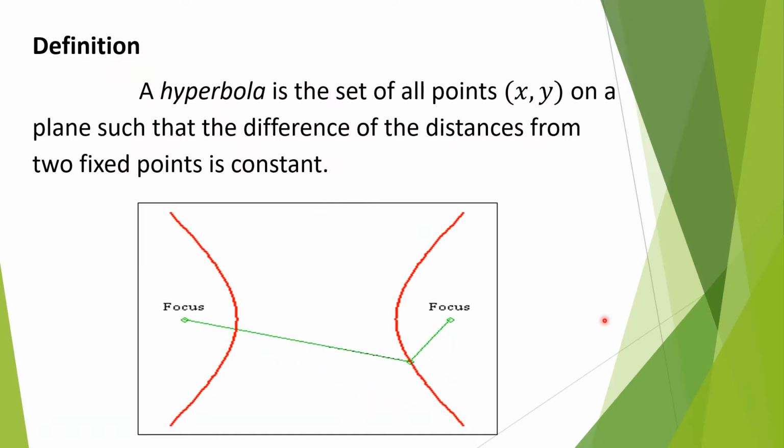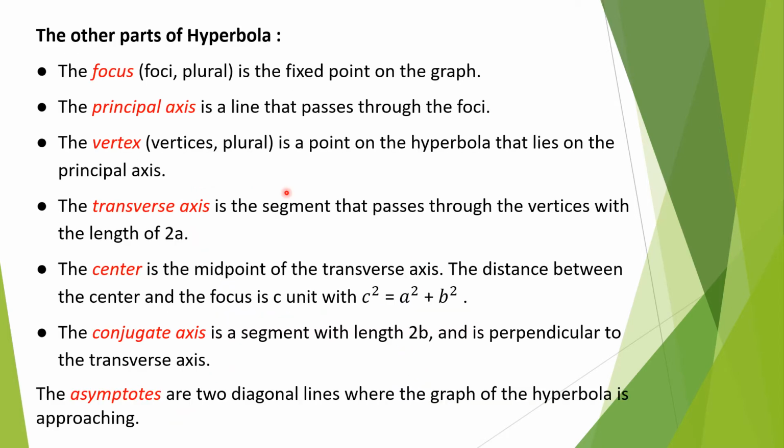Okay, so let's have here a definition of a hyperbola. A hyperbola is the set of all points x, y on a plane such that the difference of the distances from two fixed points is constant. We have here the other parts of a hyperbola. The focus, or foci in plural, is the fixed point on the graph.